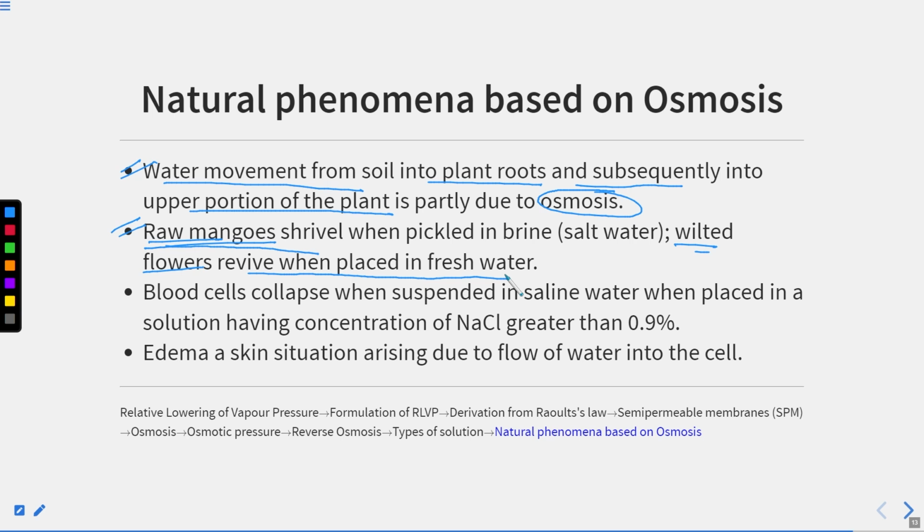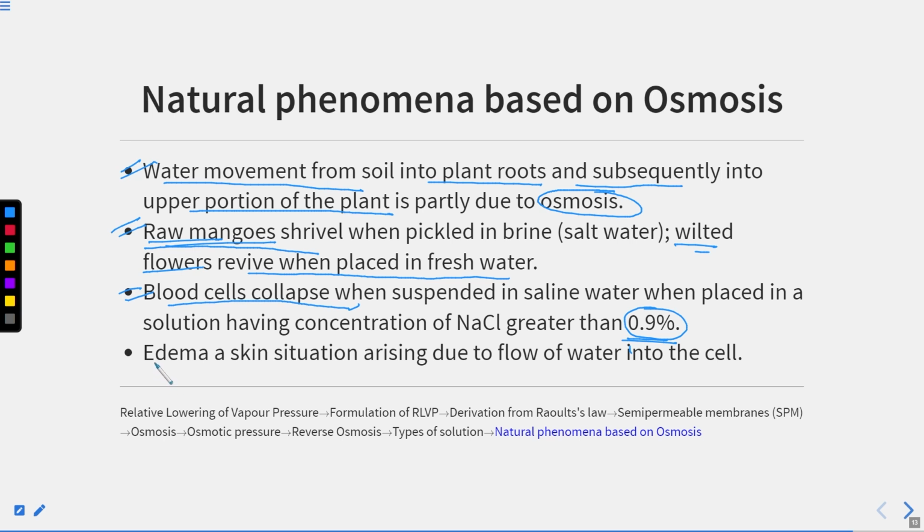Next example, I have discussed this one. It is the case when we place the blood cells in saline water, the water flows from the cells towards the saline concentration. The concentration of blood cells is 0.9%. So if we put our cells in a brine solution which has NaCl concentration greater than 0.9%, then the water will flow from inside the cell to outside the cell, and it will result in shrinking of the blood cells or collapsing of the blood cells.